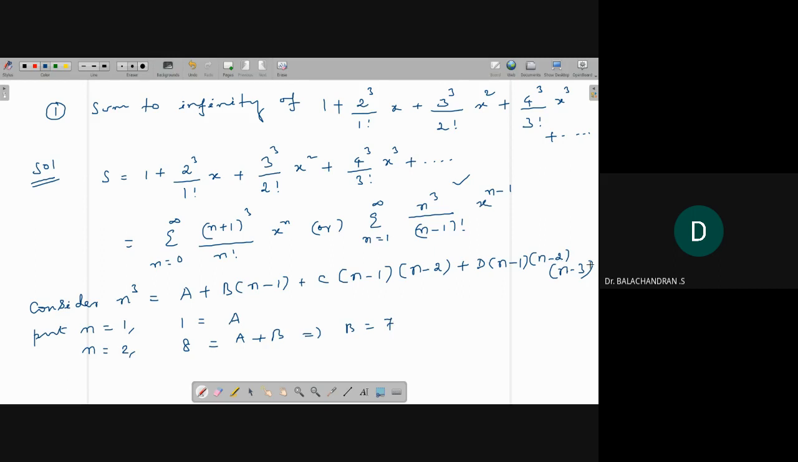Now substitute n equal to 3. Left hand side is 27, right hand side is a plus 2b plus 2c, since if I substitute 3 here, these factors are 2 and 1. We know a equal to 1 and b equal to 7, so 14 plus 2c. This is 15. 27 minus 15 is 12. So 2c is equal to 12, which means c equal to 6.